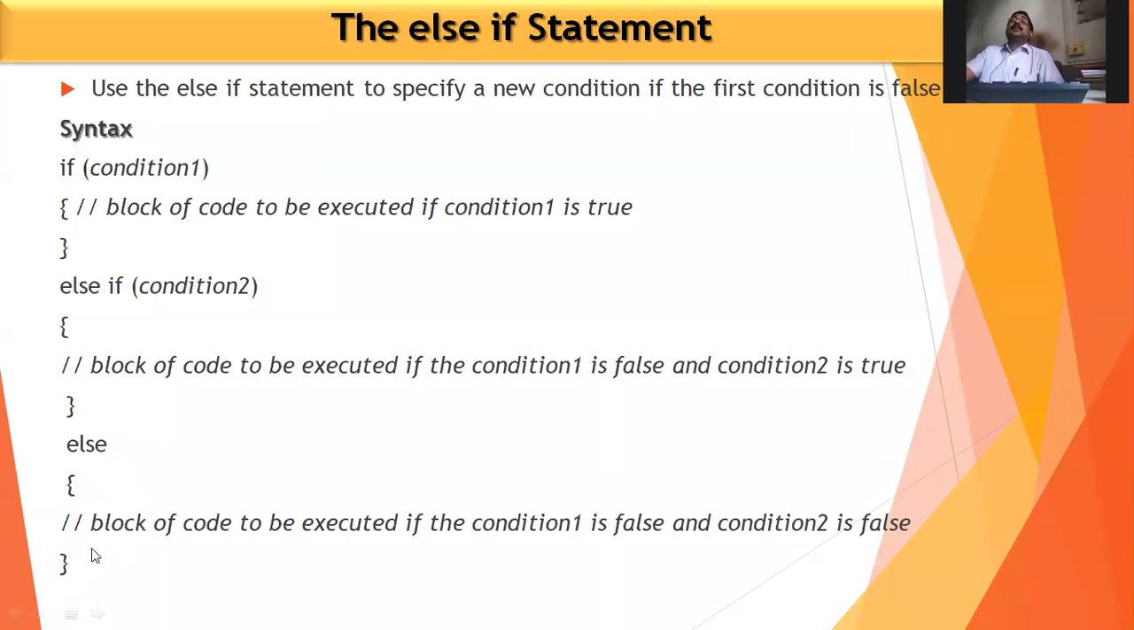So the last else will be an exceptional part where we can use the source code to be executed if all the conditions written above are false, and then this will be executed. So this is the else if statement. We can insert a number of ifs after the else or after the if statement also.